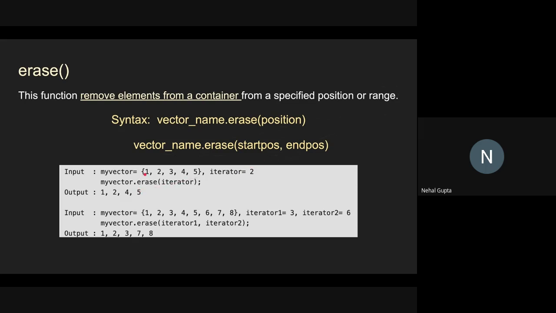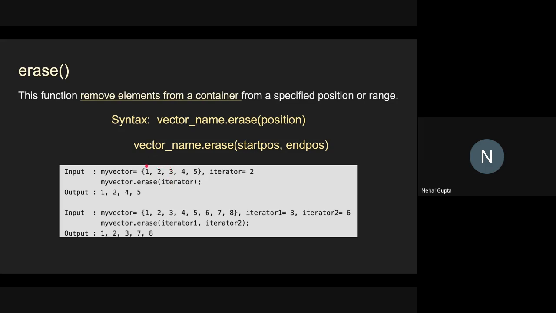So if you have a vector as 1, 2, 3, 4, 5 and an iterator as 2, what you do is you pass the iterator pointing to the second element. This is 0, this is 1, this is 2. 3 is at the second position. So 3 will simply get erased from here.